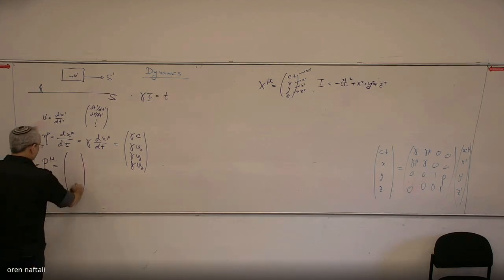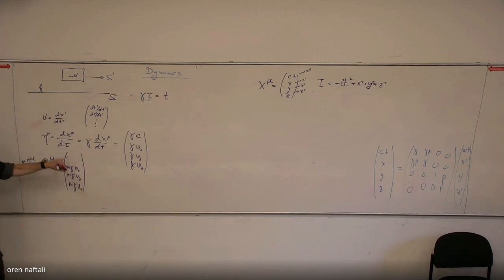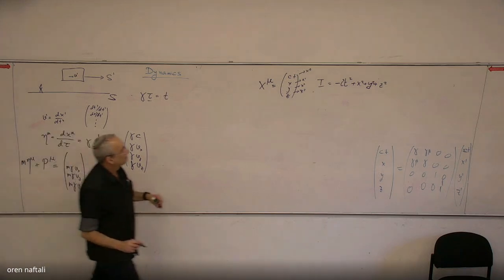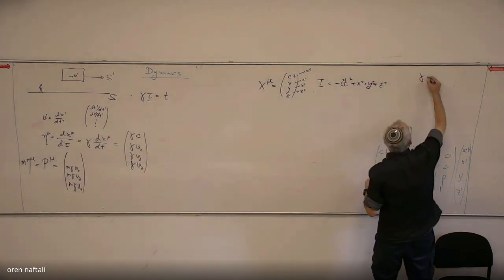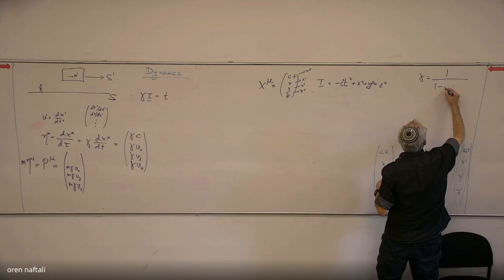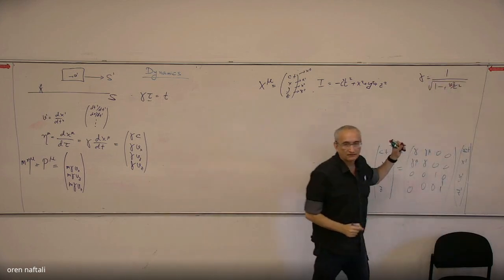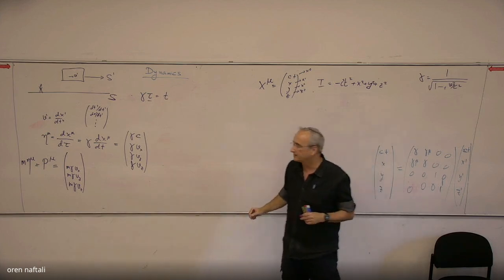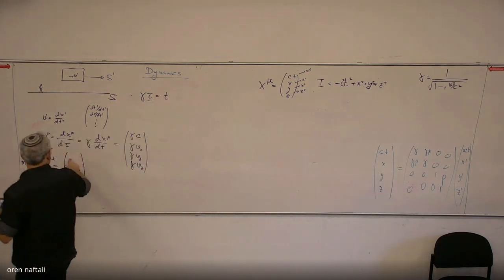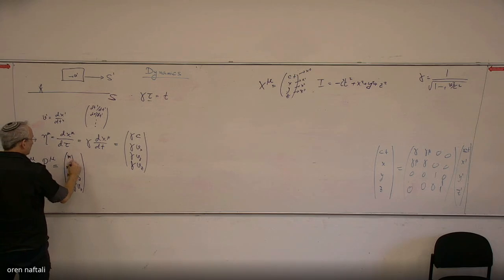And so what I will have here is m gamma vx, m gamma vy, m gamma vz. I want you to remember that gamma depends on V. Gamma is, sorry, I have erased, gamma is 1 over the square root of 1 minus V squared over C squared. So gamma depends on V. And here we will have m gamma times C.